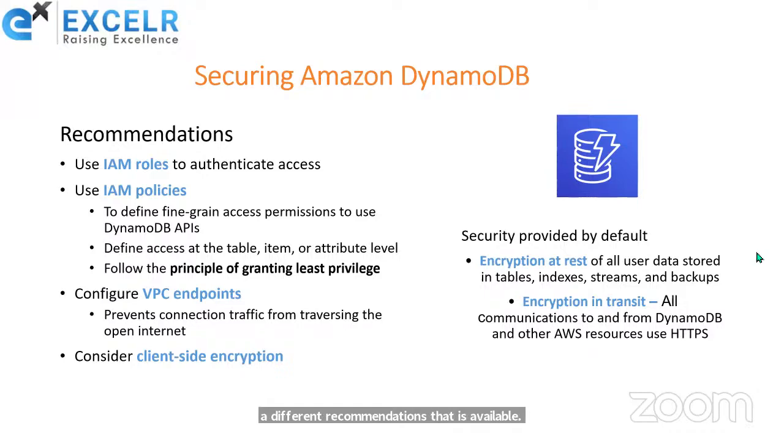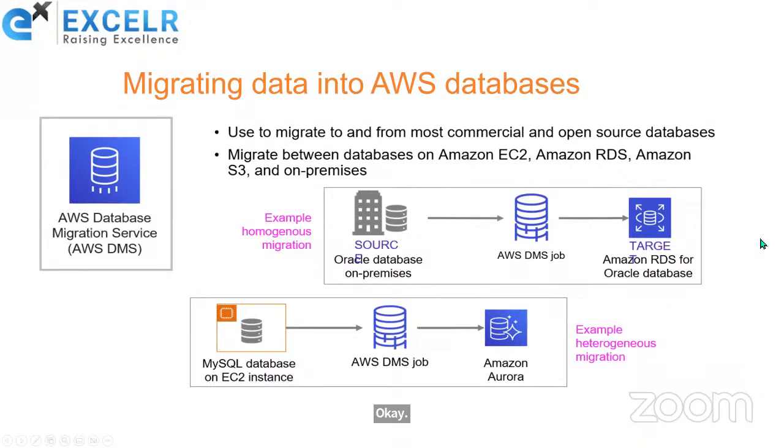And next, migrating data into an AWS database. This is used to migrate to and from most commercial and open source databases. For example, if you have an on-premise database, which is in the physical infrastructure, you can migrate the data from your on-premise structure, where AWS provides different migration services. The cloud takes care of the migration from your existing environment to the database within Amazon. You can migrate your data completely with the help of these tools.